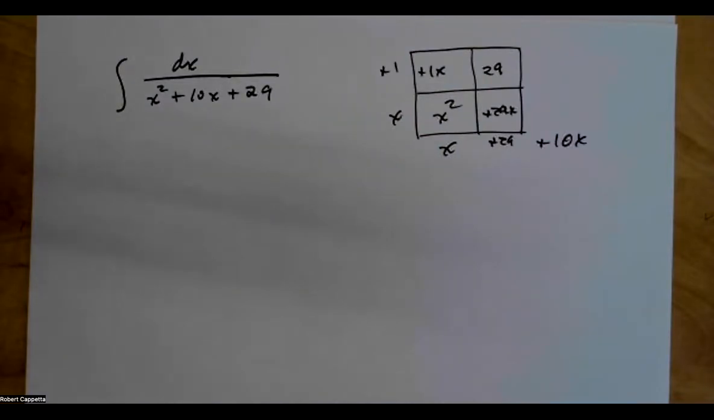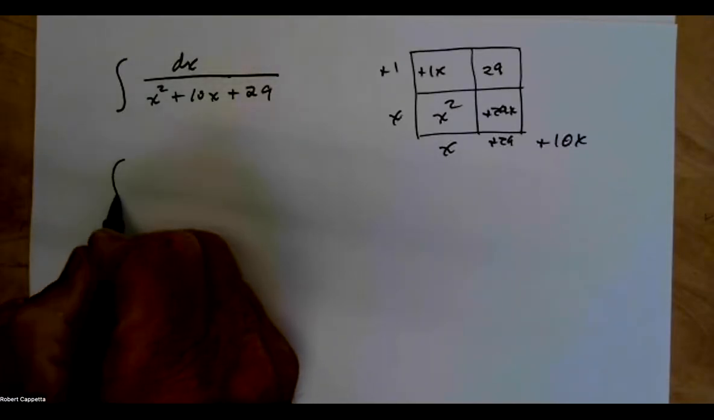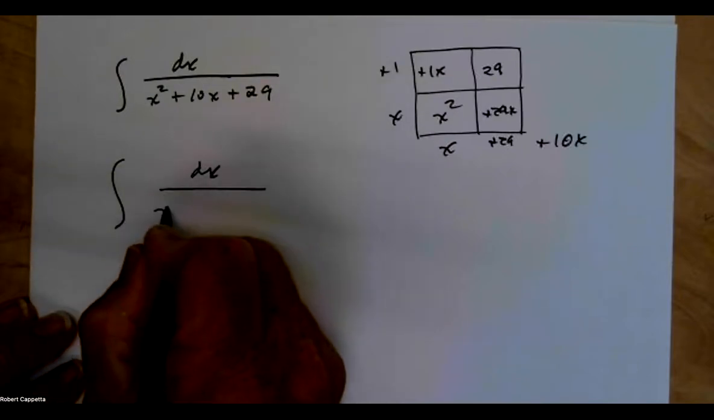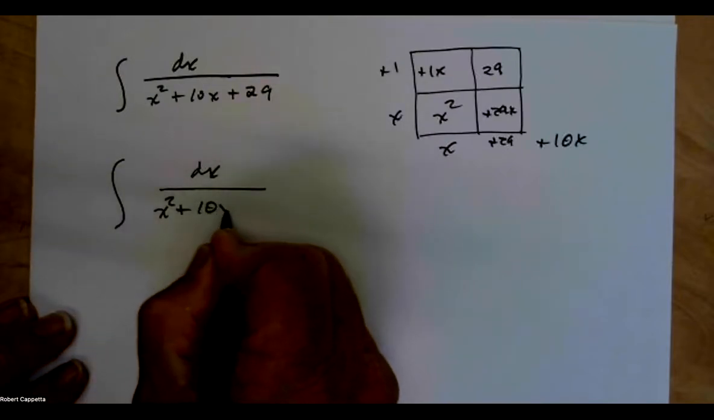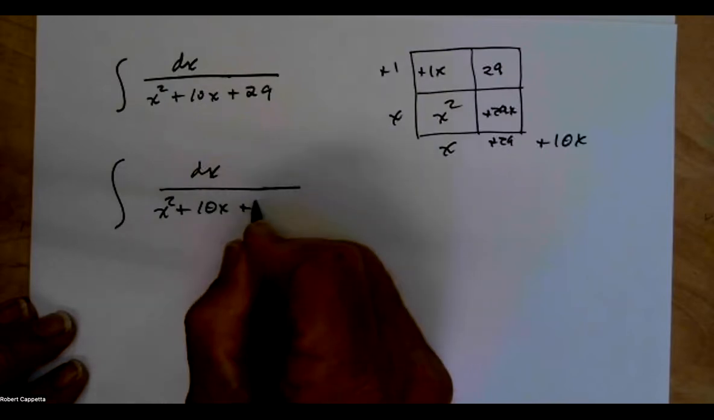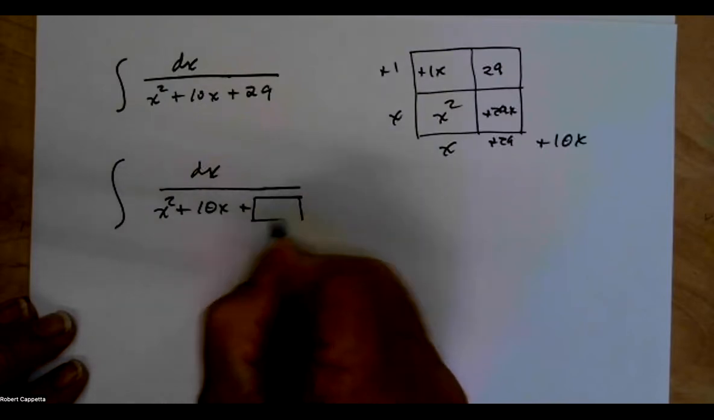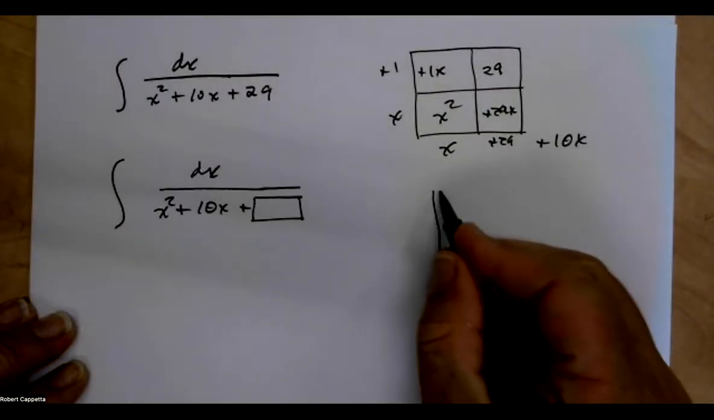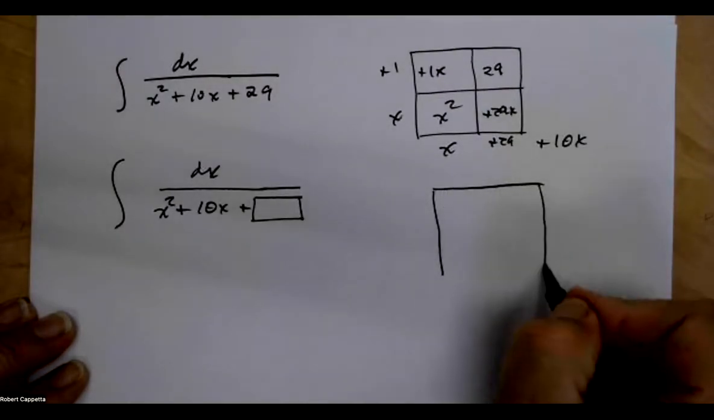And what I'm going to do is I'm going to appeal to trigonometric substitution. And to do that, I need to complete the square. What do I mean by that? So I have dx over x squared plus 10x plus 29. What do I need to do to complete the square with x squared plus 10x?